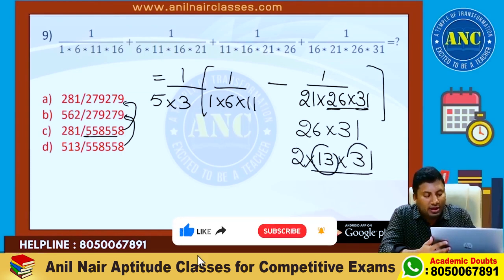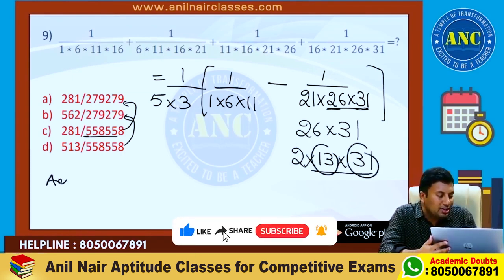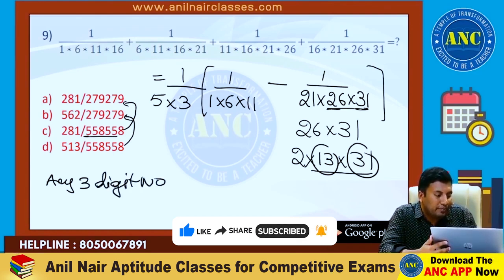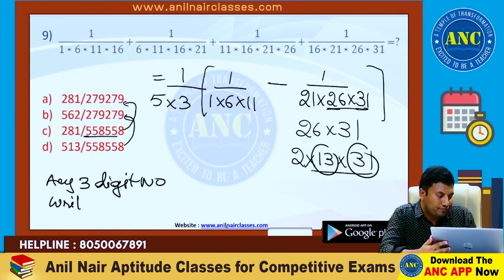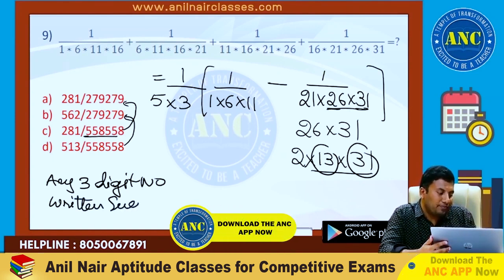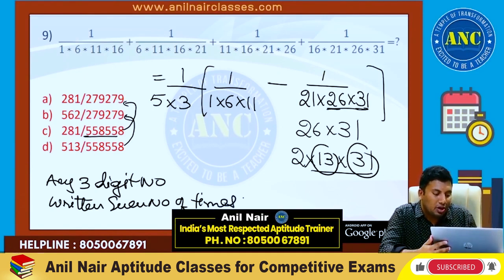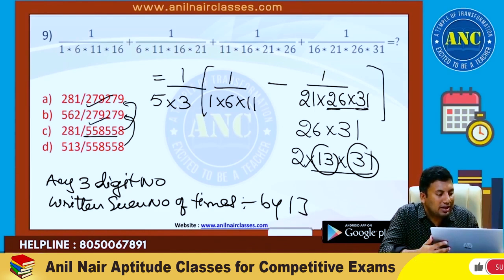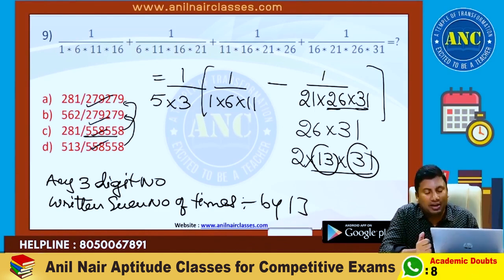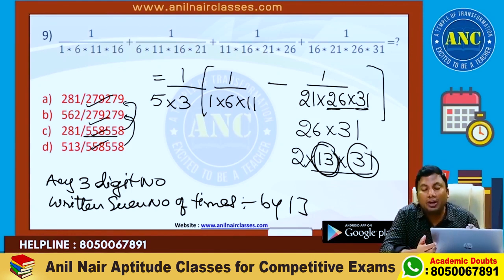So 13. What is 13? Any 3-digit number written even number of times is always divisible by 13. So divisible by 13, 13, 13, all are coming. So there is no option which can be eliminated even if I know the divisibility rule of 13.